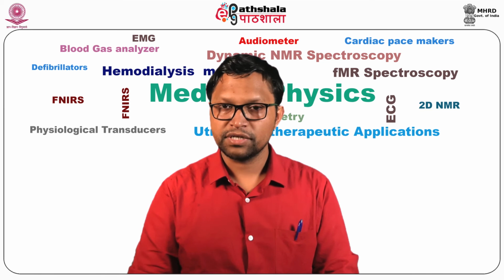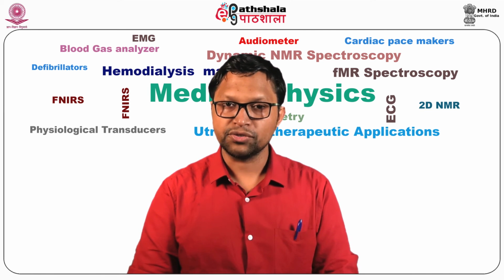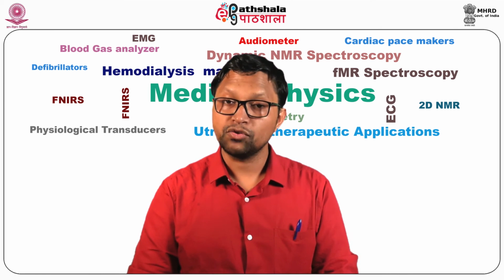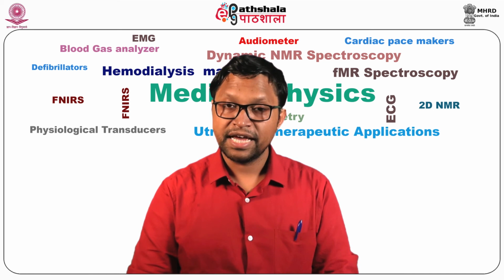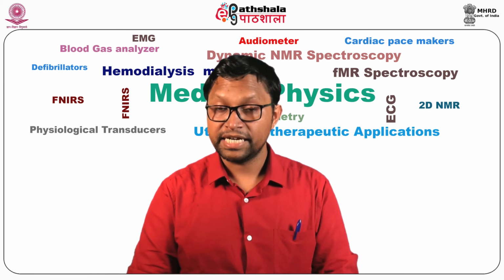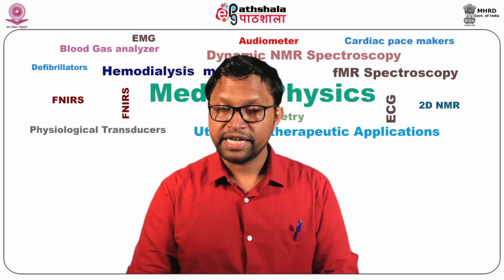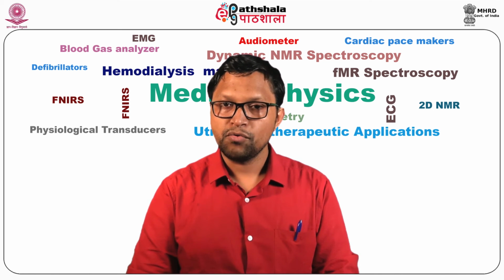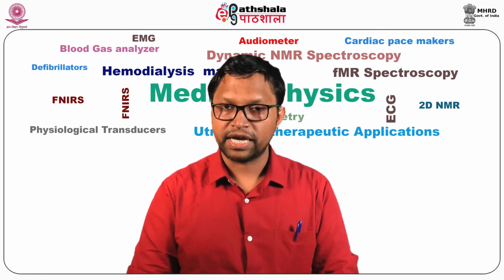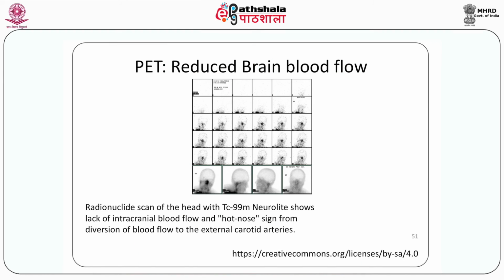This slide shows a PET scan of a pathological brain. Here it shows decreased blood flow throughout the brain. Since the nose is outside the brain and its circulation is intact, in the scan of the head only the nose is visible, which is called the hot nose sign. This indicates poor intracranial blood flow. For this, technetium-99 is used.